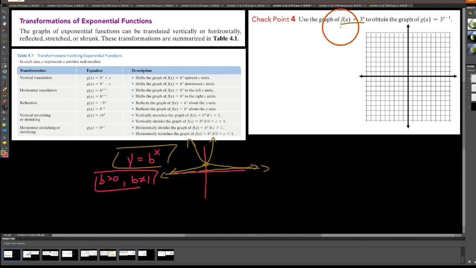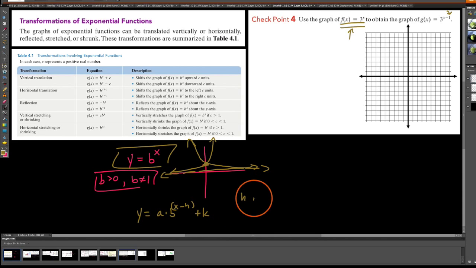It says use the graph of f of x equals 3 to the power of x to graph g of x, which is 3 to the x minus 1. And so what I want you to see is that when you write g of x equals 3 to the x minus 1, that's really the same thing as our parent function, but we're going to have some sort of transformation here. So what we're going to see more generally speaking now is graphs that look like this. Instead of b to the x, we're going to have a times b to the x minus h, all in parentheses, plus k.